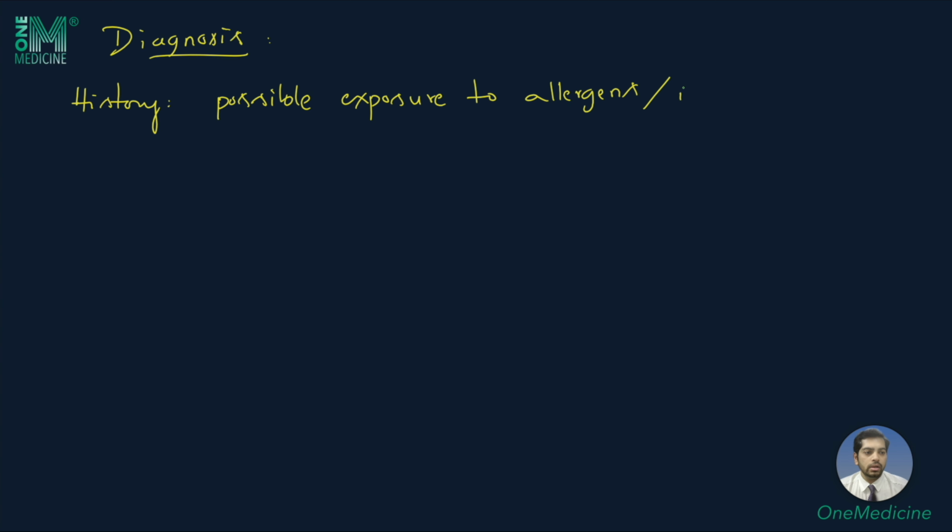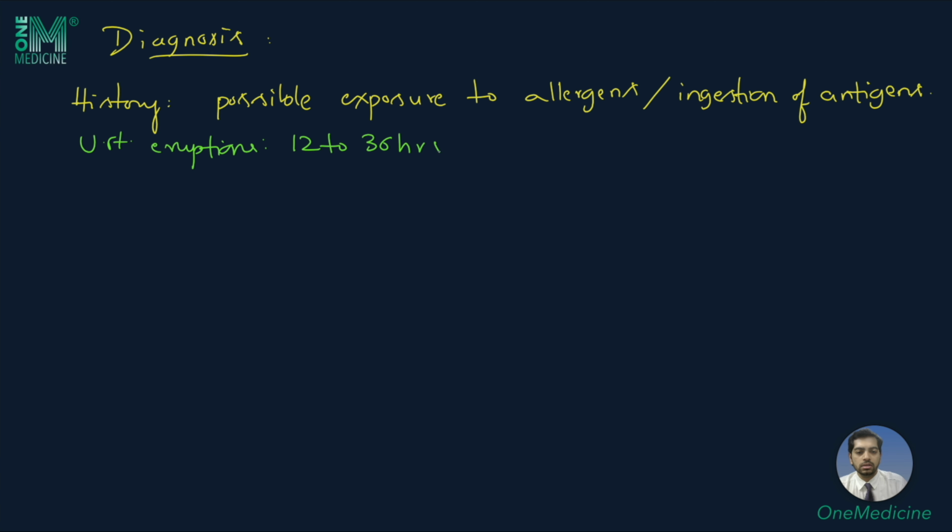In diagnosis of urticaria and angioedema, it is important to take the history, especially with focus on possible exposure to allergens or ingestion of such antigens. Urticarial eruptions usually last for 12 to 36 hours, where the old lesions fade as soon as the new lesions appear.